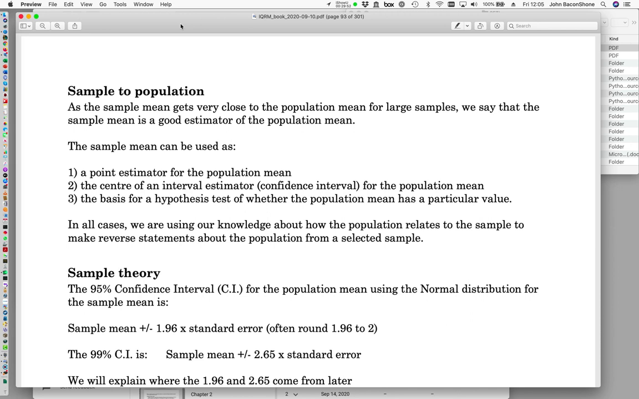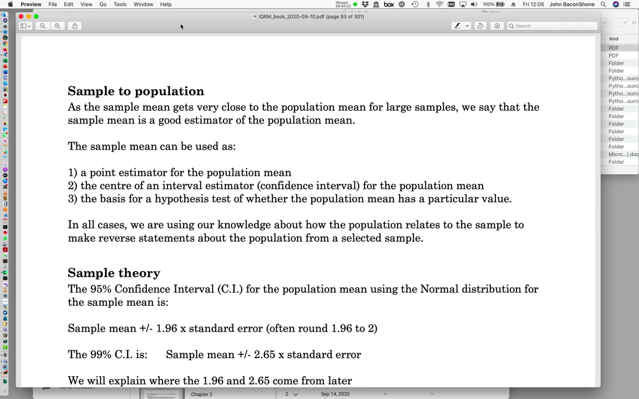Okay, so we've gone from population to sample, but what we really want to do, as we said, is to go from the sample to the population. Probability told us how to go from the population to the sample. Statistics is doing the reverse part. As the sample mean gets very close to the population mean for large samples, we say that the sample mean is a good estimator of the population mean.